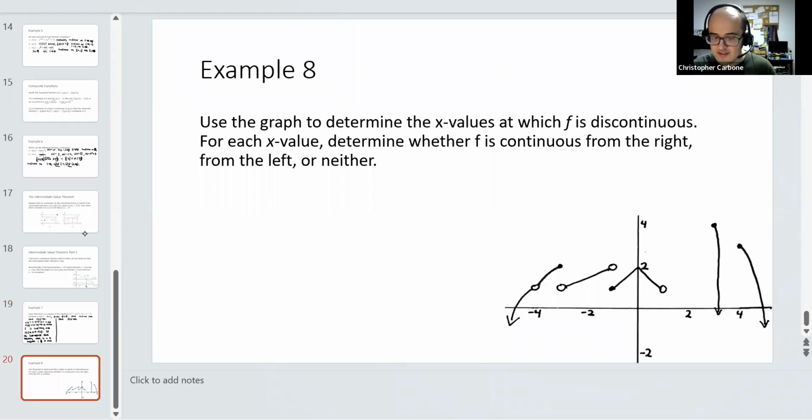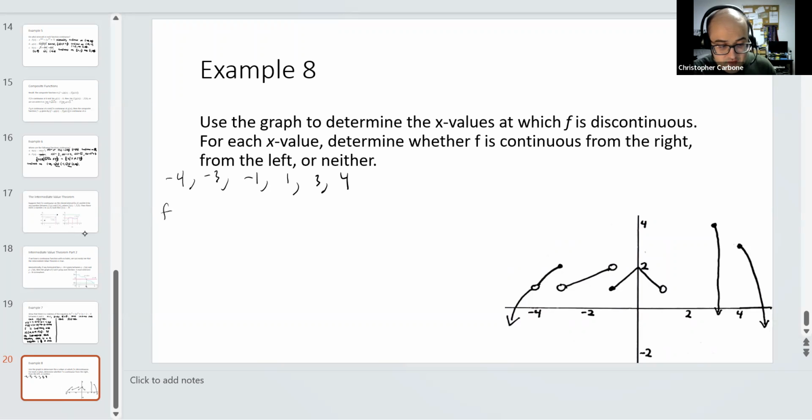And then finally, we have example 8 here. We want to use the graph to determine the x values for which f is discontinuous. For each x value, we want to determine whether f is continuous from the right, left, or neither. These particular values correspond to where we have those jumps or breaks. That happens at -4, -3, -1, +1, +3, and +4, based upon this graph.